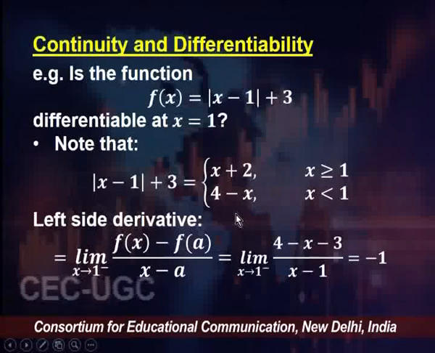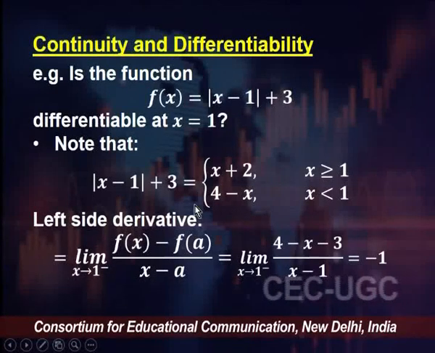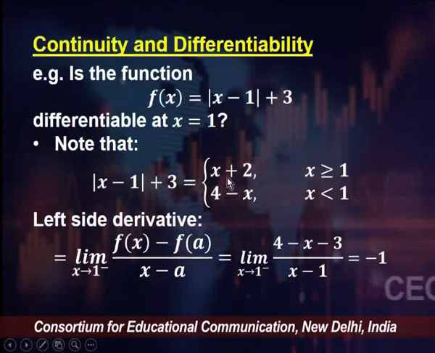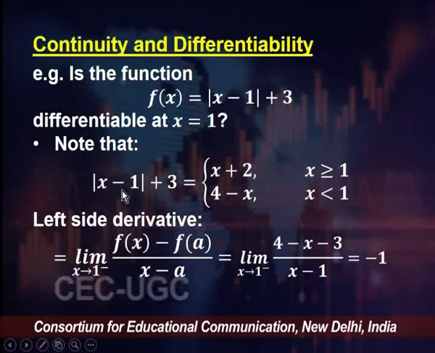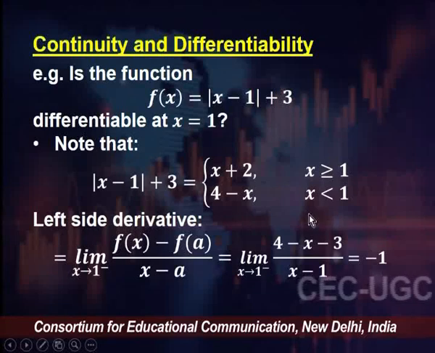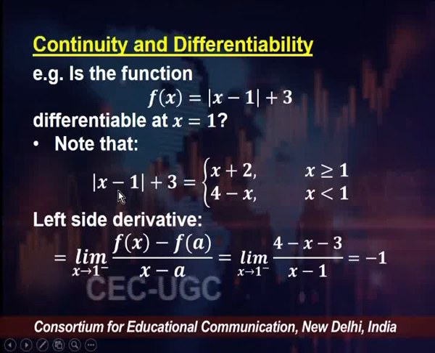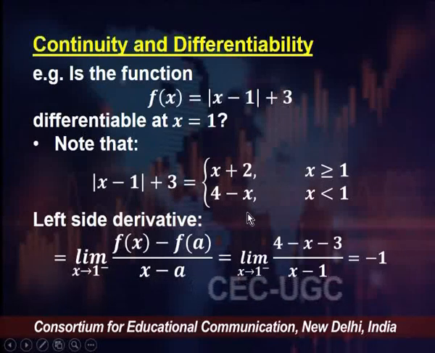If you notice here, the function mod x minus 1 plus 3 can be written as x plus 2, because if x is greater than or equal to 1, mod x minus 1 will be x minus 1 itself. So x minus 1 plus 3 is x plus 2. But if x is less than 1, then mod x minus 1 would be 1 minus x, and that is going to give you 1 plus 3, which is 4 minus x.